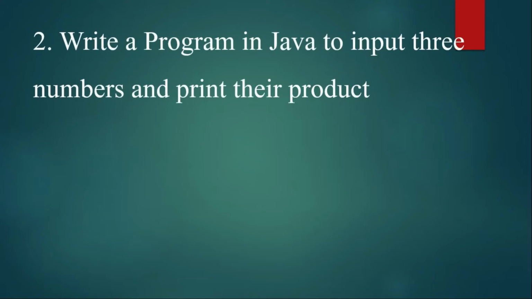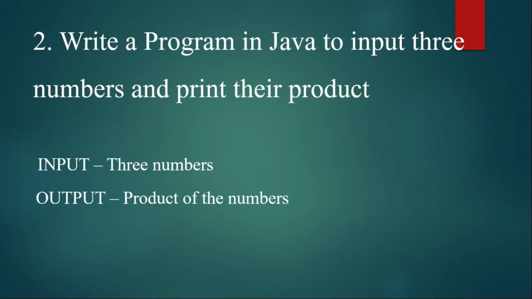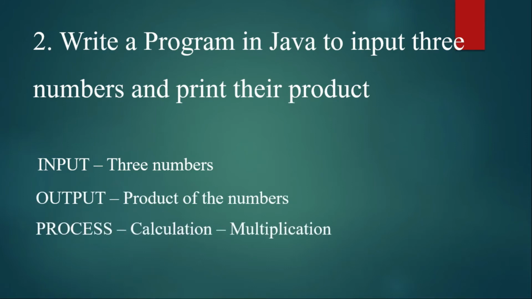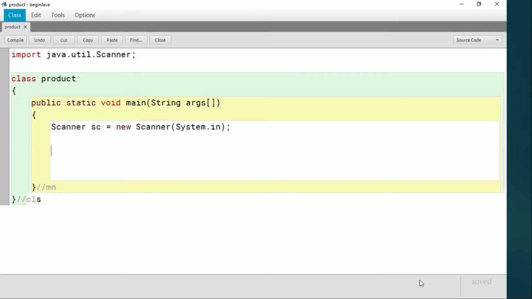Write a program in Java to input three numbers and print their product. Here the input are the three numbers, the output is the product of the numbers, and the process is a calculation we have to do, that is multiplication. Let's start the program. Here we have created the class product, and we'll be using the Scanner class for input. So we've written import java.util.Scanner and also created the Scanner object sc.